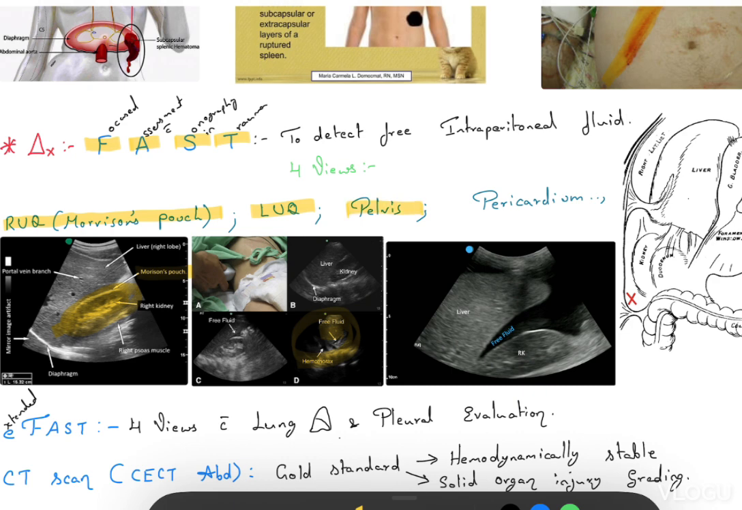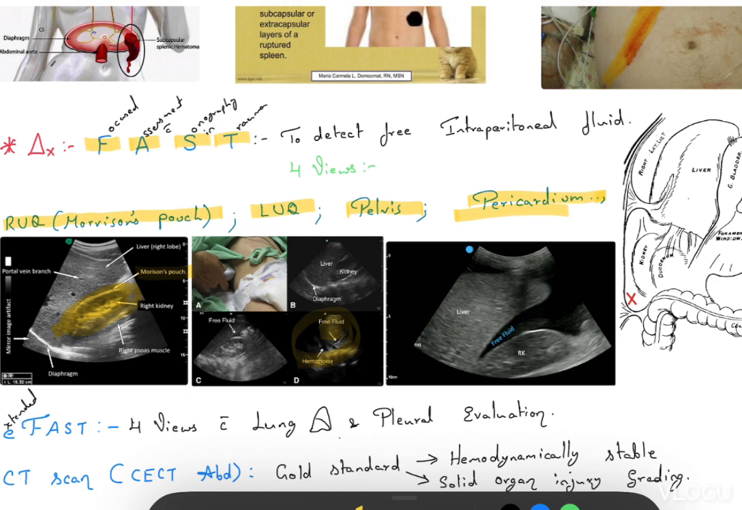Next you can see the pelvis. In the pelvis, we look for fluid in the pouch of Douglas. If there is any fluid in the pouch of Douglas, we have to suspect pelvic injury. Then after that you can see the pericardium. In the pericardium, we look for cardiac tamponade. Cardiac tamponade means the patient will get hypotension, raised JVP, and muffled heart sounds. If you see these things, you have to suspect the patient has cardiac tamponade.